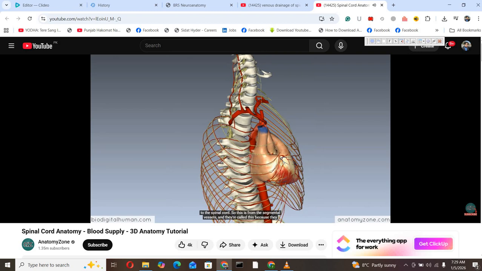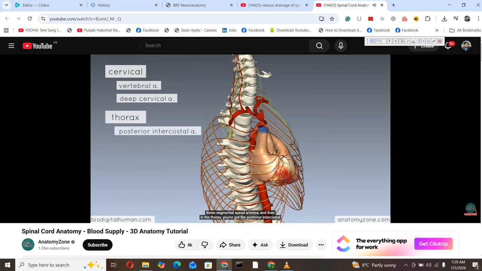Now we'll take a look at the second arterial source to the spinal cord. This is from the segmental vessels, and they're called this because they feed in to the spinal cord at each different segmental level. They enter via the intervertebral foramina along with the spinal nerve roots, and these segmental vessels are given off by different vessels depending on the region of the spinal cord that they supply. In the cervical region, you've got the vertebral and deep cervical arteries which give off these segmental spinal arteries, and in the thorax you've got the posterior intercostal arteries, and in the abdomen the lumbar arteries give rise to the segmental arteries.